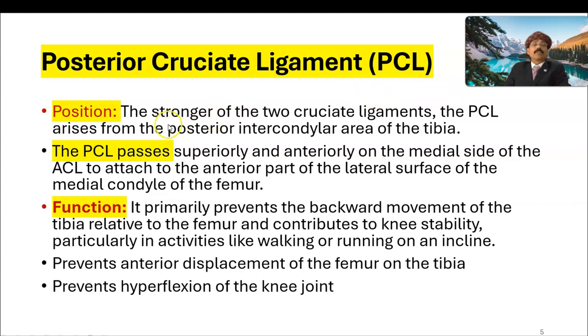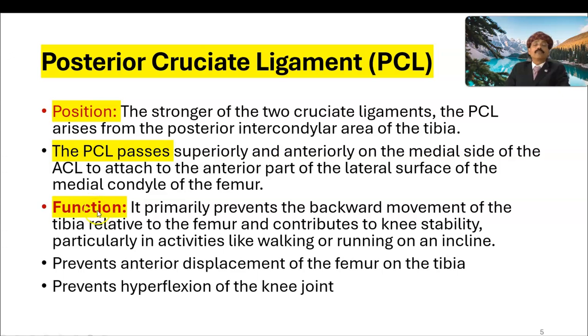The posterior cruciate ligament, the stronger of the two cruciate ligaments, arises from the posterior intercondylar area of the tibia. The PCL passes superiorly and anteriorly on the medial side of the ACL to attach to the anterior part of the lateral surface of the medial condyle of the femur.